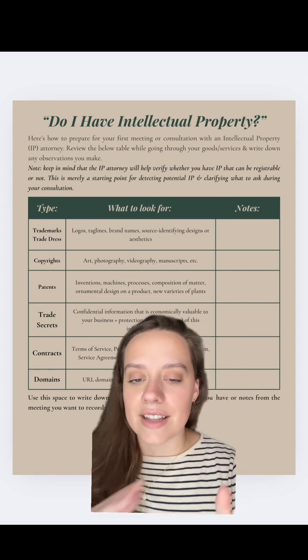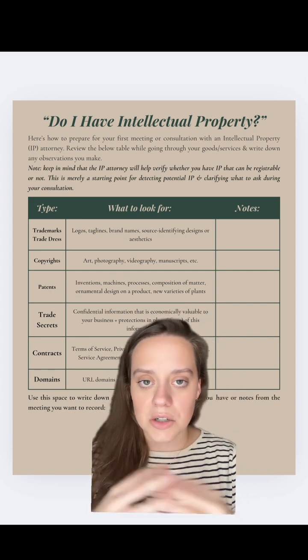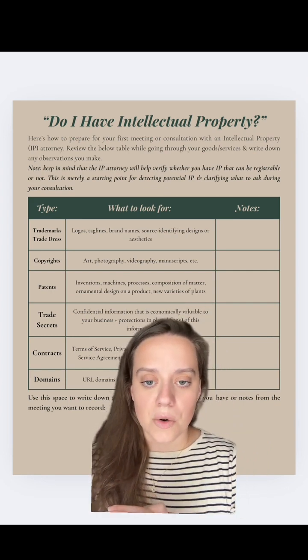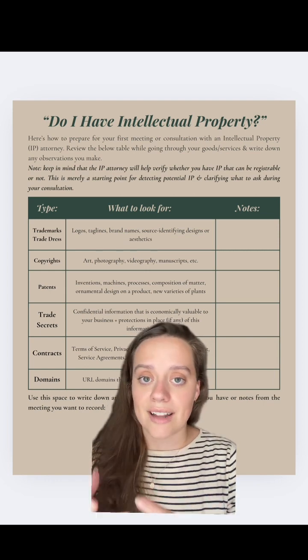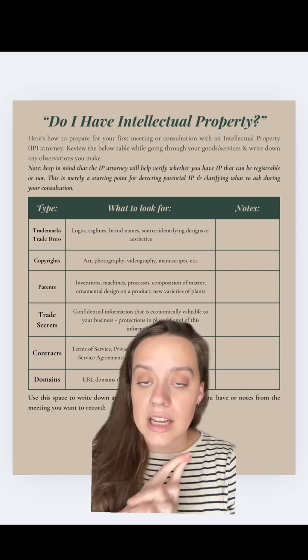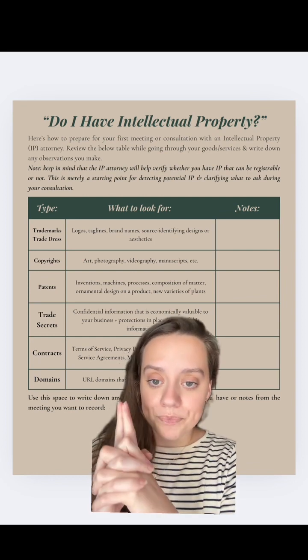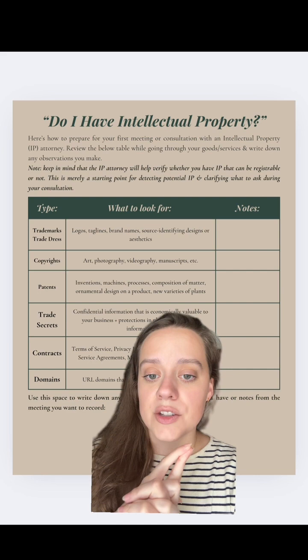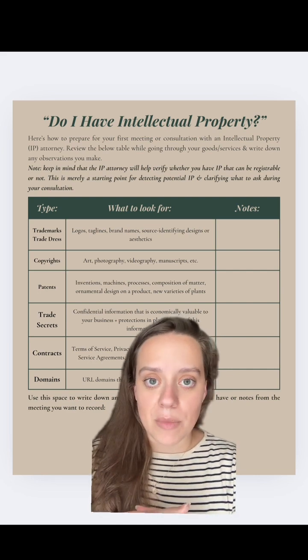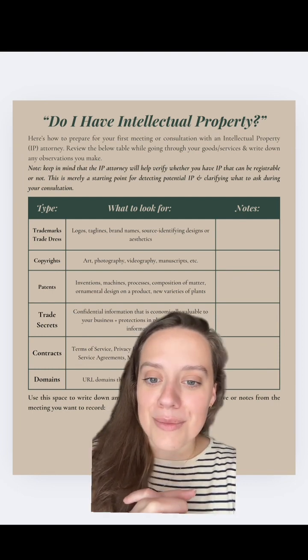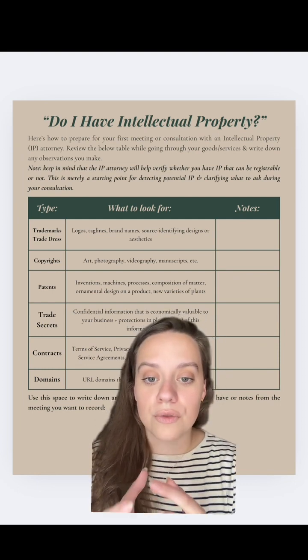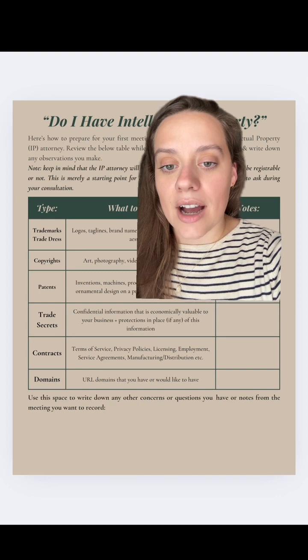For patents, this is a little bit out of my wheelhouse because I don't have a hard science background, and so if you are trying to patent something, you want to make sure that you go and talk to a patent attorney. But essentially, and this is also on the USPTO, any inventions, machines, processes, compositions of matter, I believe those are like chemicals, correct me on that if I'm wrong, mental design on a product, or new varieties of plants.